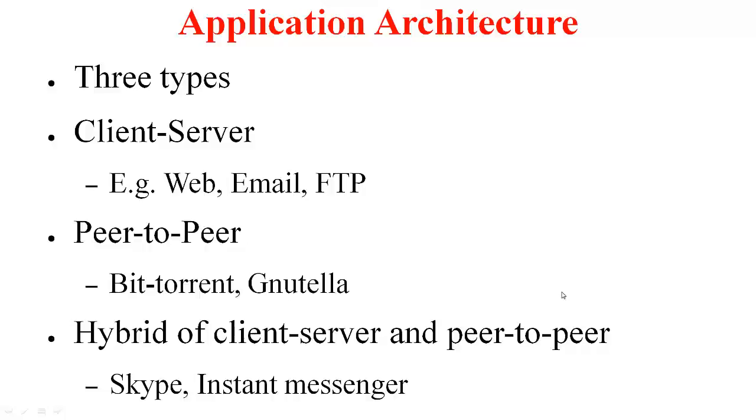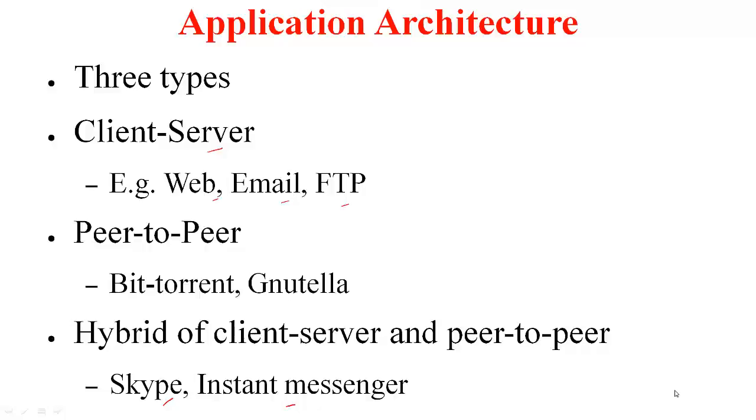With that history, let's look at the application architecture. The majority of the applications follow three types of architecture. One is the client-server architecture. For example, applications like the web, email, and FTP follow this. Then there is the peer-to-peer architecture. Applications like BitTorrent and Gnutella follow this. And then there is a hybrid of both, and applications like Skype and Instant Messenger follow this.